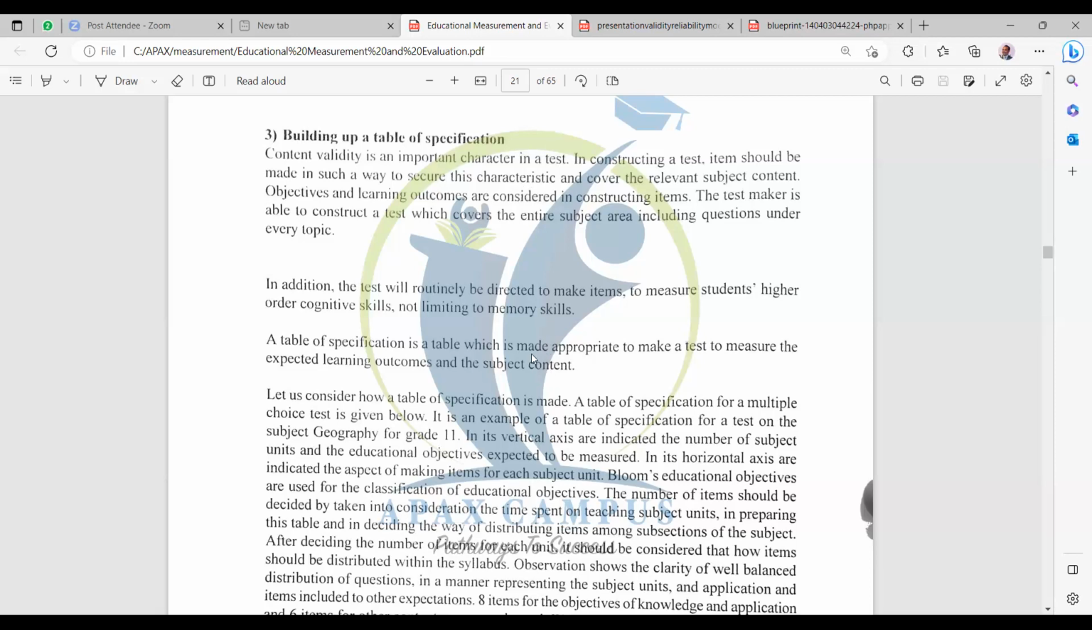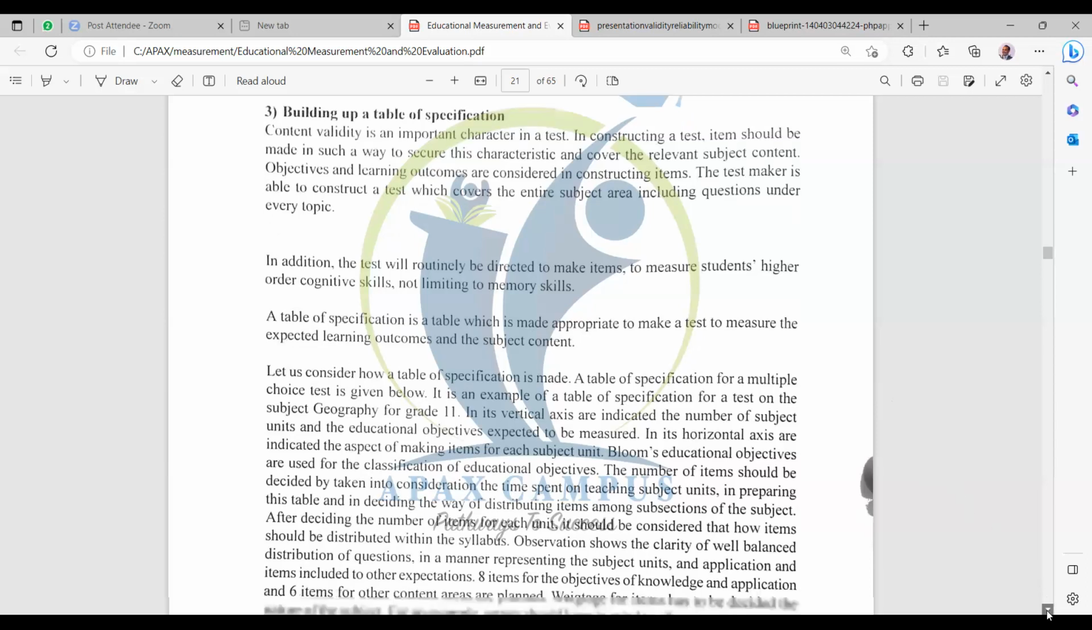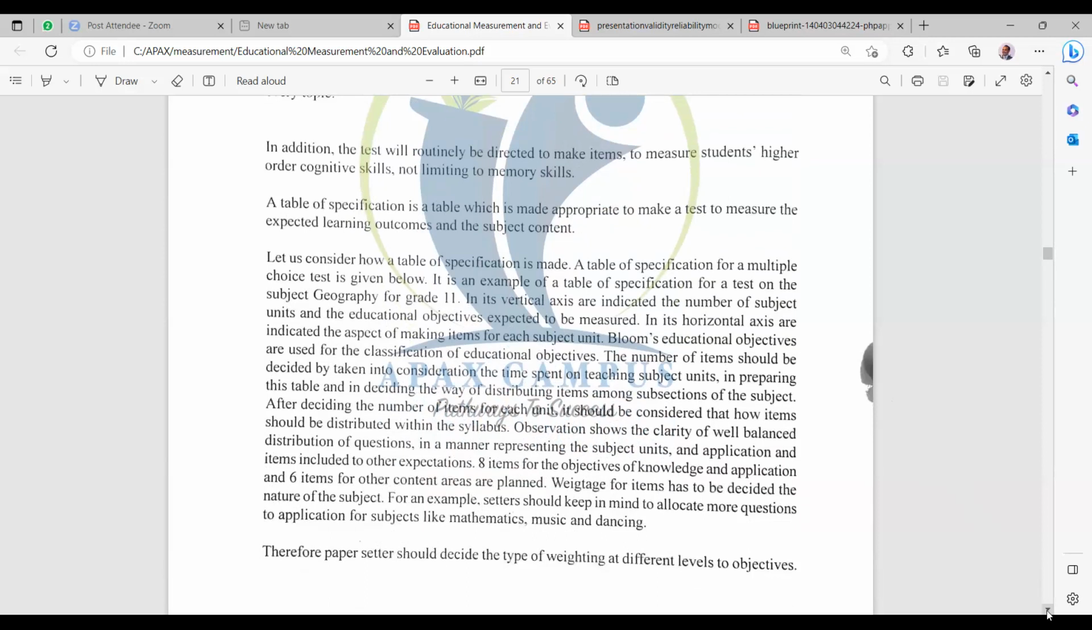Look at this third paragraph here, the small one. A table of specification is a table which is made to make a test that measures the expected learning outcomes and the subject content. So then it explains how a table of specification is made. Look at this long paragraph. Second sentence: a table of specification for a multiple choice test is given below. Okay, let's look at that one.